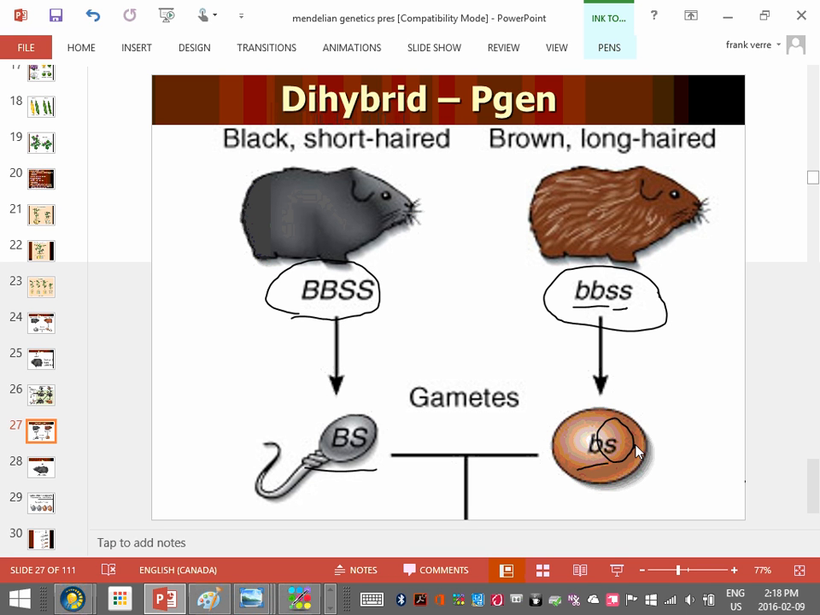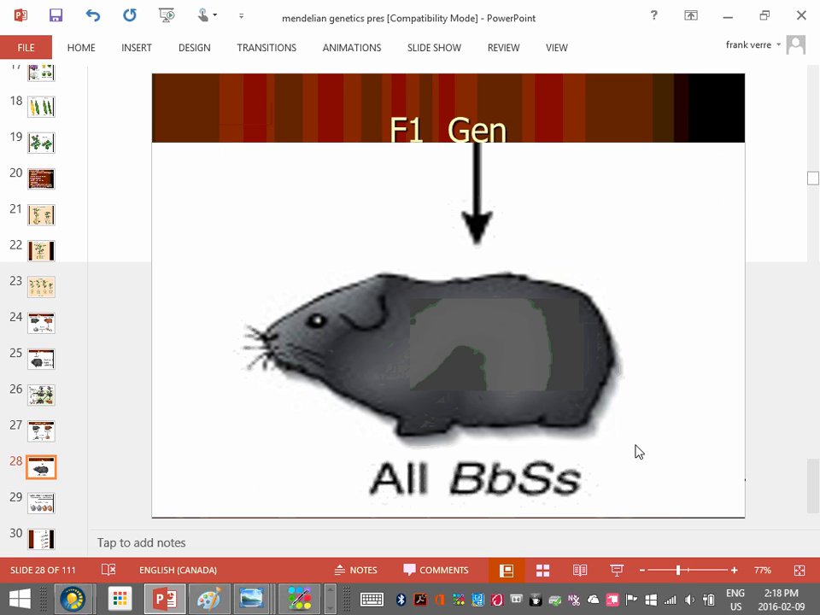Yep, black with long hair. Well, what's dominant, short or long? So what will the genotype be? Well, this baby will have at least one big B with at least one big S. Therefore, this baby must be black with short hair. Sorry, short hair. Short hair.